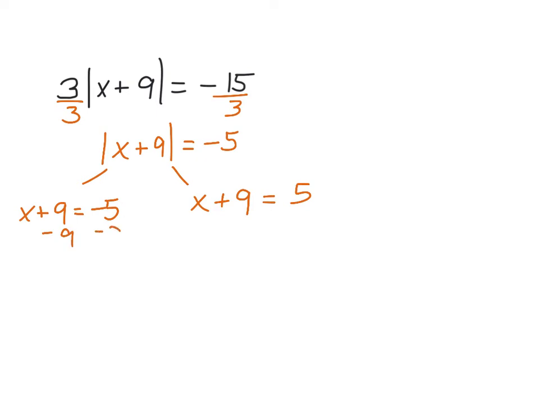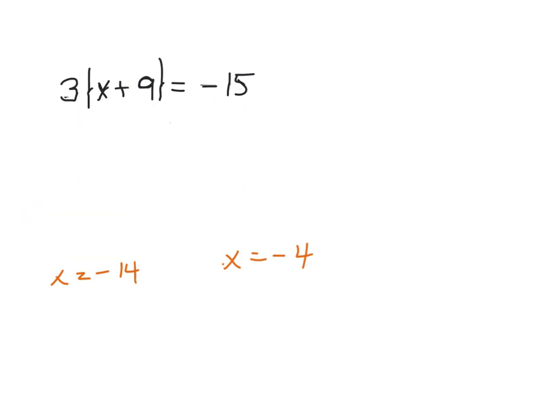I'll subtract the 9, and x should equal negative 14. Subtract the 9, and x should equal negative 4. So two nice solutions. Again, I'm going to check them back in the original equation. So my original equation was 3 times the absolute value of x plus 9 equals negative 15. If I do 3 times the absolute value of negative 14 plus 9, do I get negative 15?